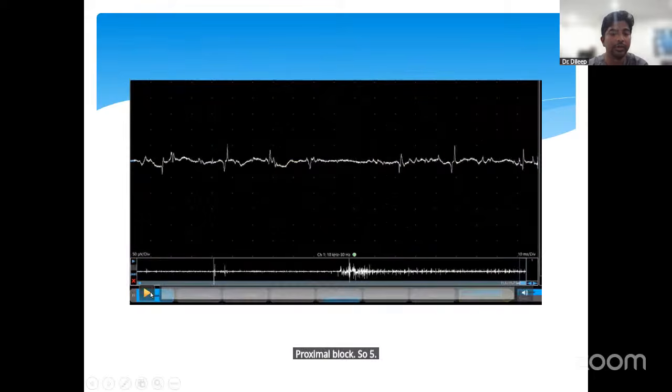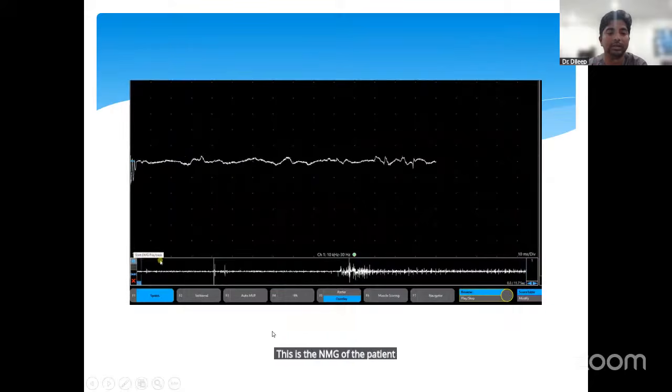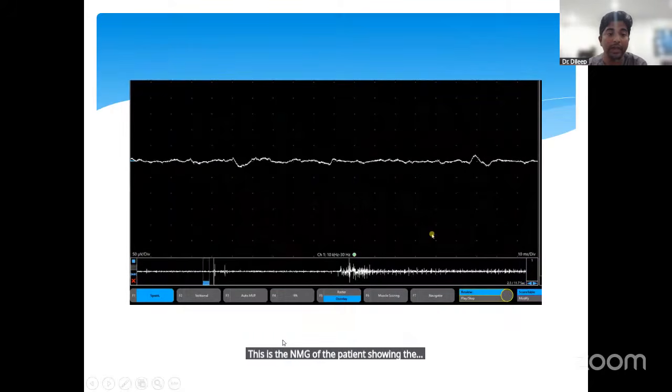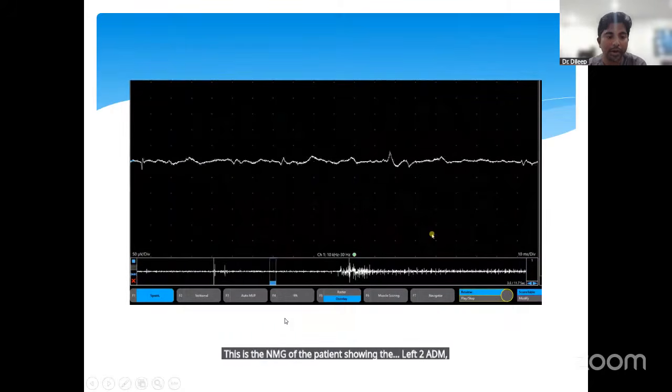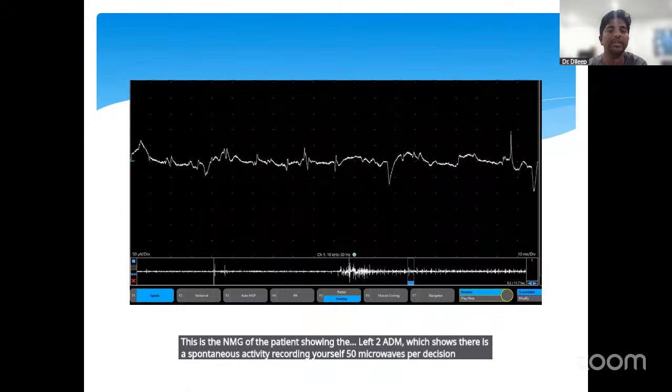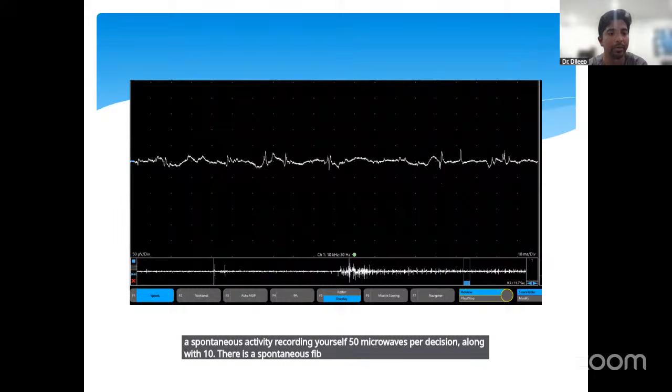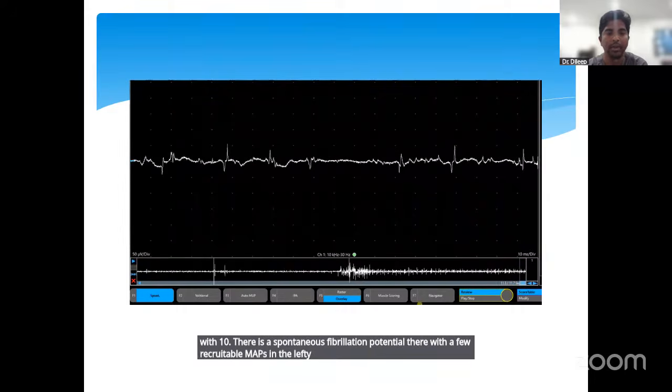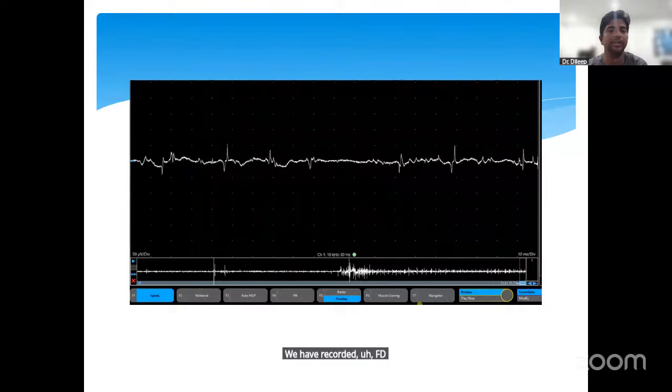This is the EMG of the patient showing the left ADM, which shows spontaneous activity at 50 microvolts per division, along with spontaneous fibrillation potentials and a few recruitable MUAPs in the left ADM. We have recorded the FDI also, which shows the same spontaneous activity.